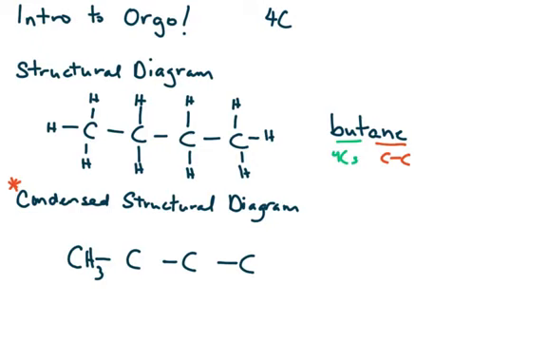The second C has 2 bonds. I need 4, so I'm going to add 2 H's. Third carbon has 2 bonds. I need 2 more, so I'll add 2 H's. And the last one has 1 bond. I need 4 bonds altogether, so I'm going to add 3 more H's. So I'm basically just tucking the H's in, and that's called condensed structural, and that's typically the ones that we will see. I'm going to show you 2 more that you might see as well.